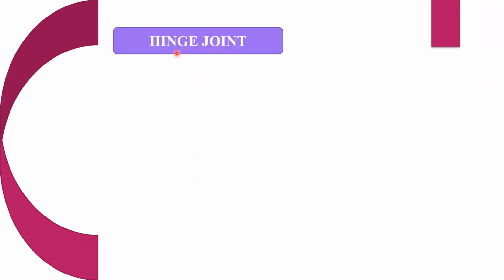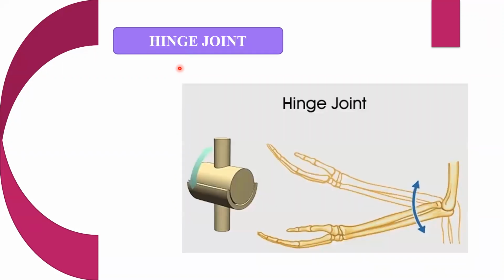Hinge joint. Hinge means a connection, like the connection between a wall and a gate, and the gate moves back and forth on this hinge. A hinge is also present on a door. A hinge joint moves back and forth like the hinge on a door and allows movement in one plane only.